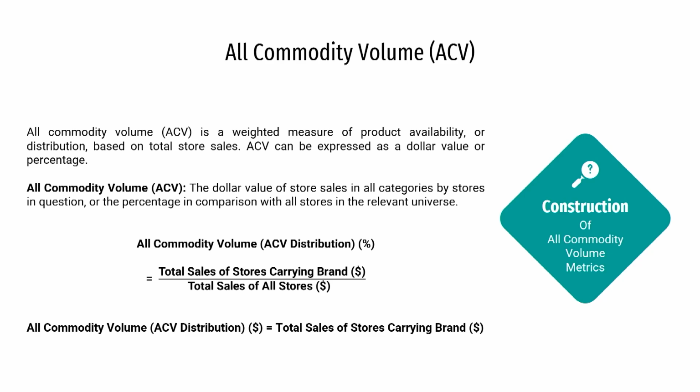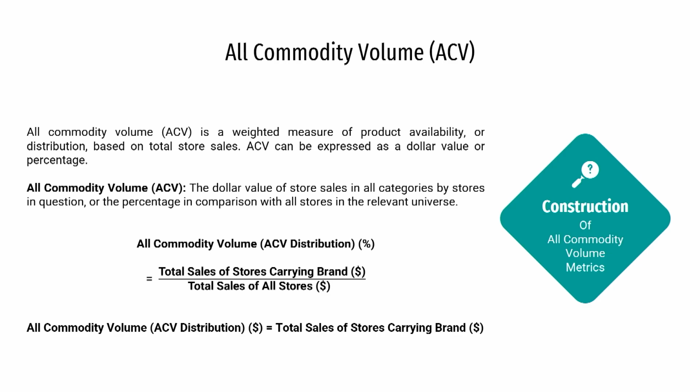Now, let us look at the next metric, the construction of the next metric, that is all commodity volume. All commodity volume is a weighted measure of product availability or distribution based on the total store sales. ACV can be expressed as a dollar value or in terms of percentage. So, the implications if we consider this metric in terms of dollars will be different as compared to when we consider this metric in terms of number of units sold or percentage. It is the dollar value of the store sales in all categories by the stores in question, or the percentage in comparison with all stores in the relevant market.